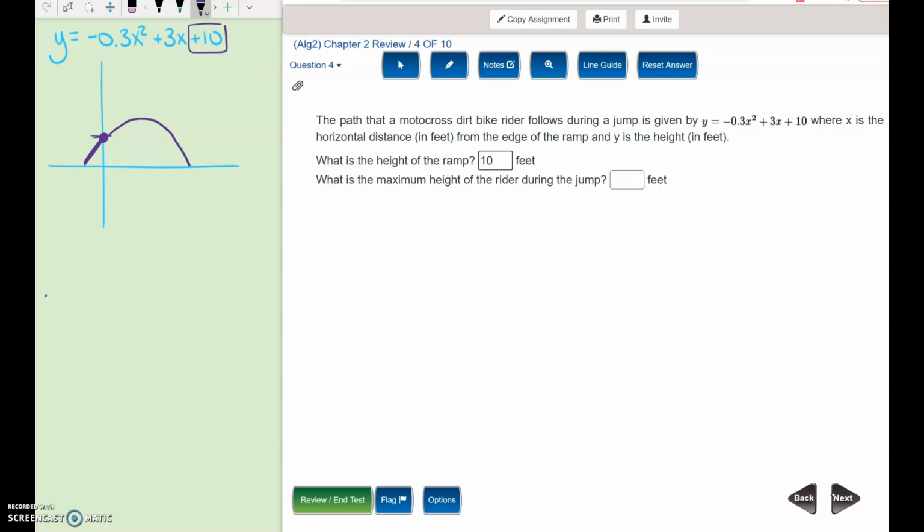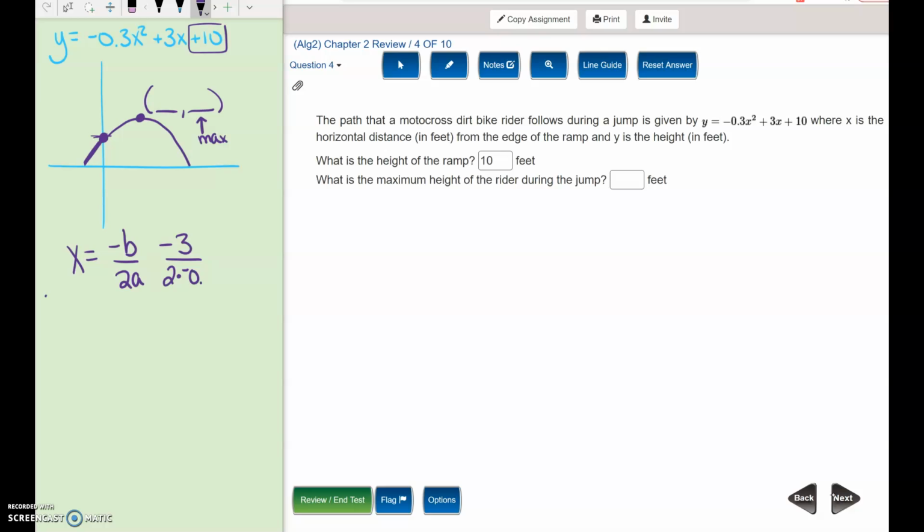To get the answer to that, we need the vertex. The y value of the vertex is going to tell us the maximum height of that jump. To find the vertex from standard form, you need to do x equals the opposite of b over 2a. So in this case, -3 over 2 times -0.3. 2 times -0.3 is -0.6. And -3 divided by -0.6 is 5. So I just figured out that the x value of the vertex is 5.